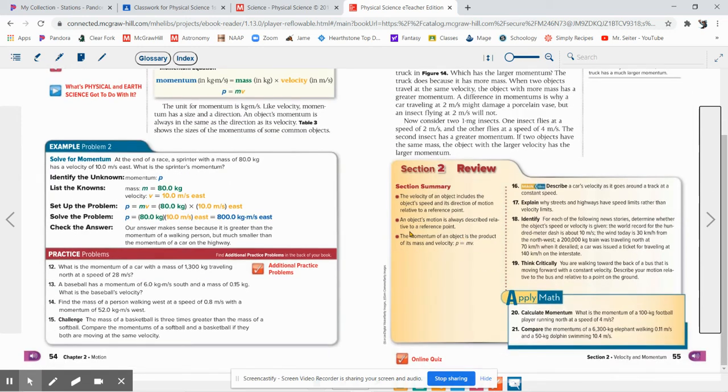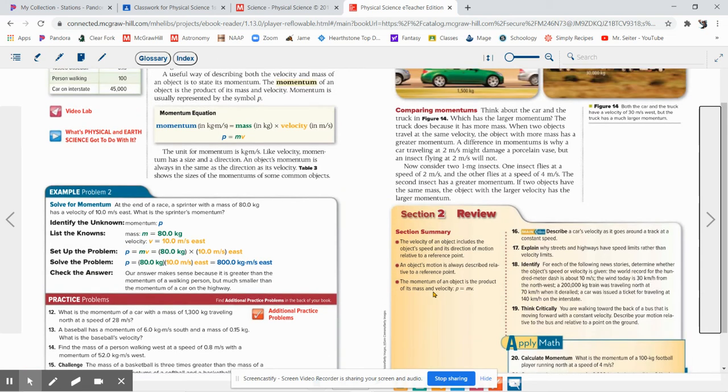Make sure you read your review. You should be able to answer these questions right here. And again, if you're confused, meet me in office hours or ask me in class. I hope this helps everybody. Make sure you read through it and you learn this material as much as you can. Thanks.